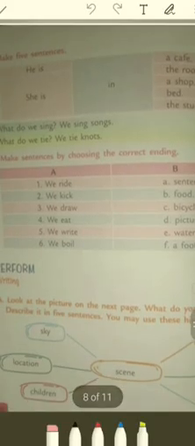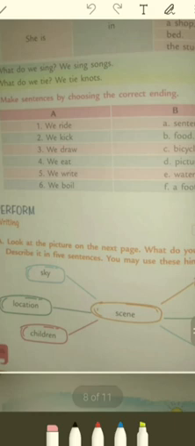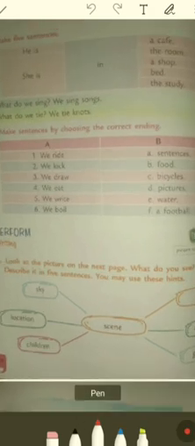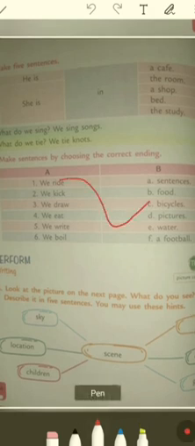So what do we sing? We sing songs. What do we tie? We tie notes. Right? And what do we ride? We ride bicycles. So you are asked to make sentences by choosing the correct ending. Okay? We ride what? Bicycles, isn't it?